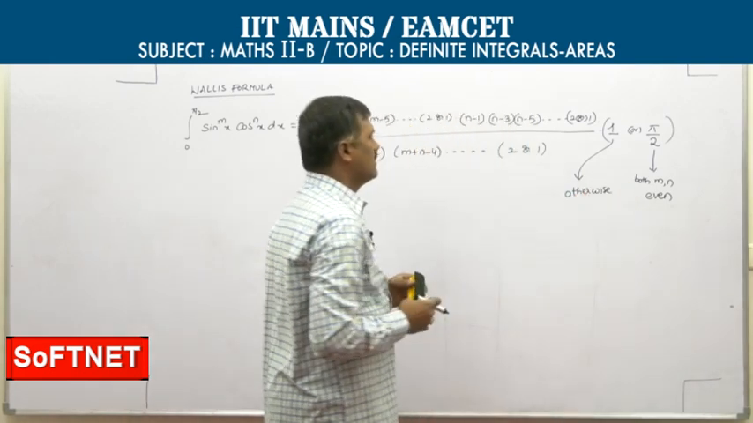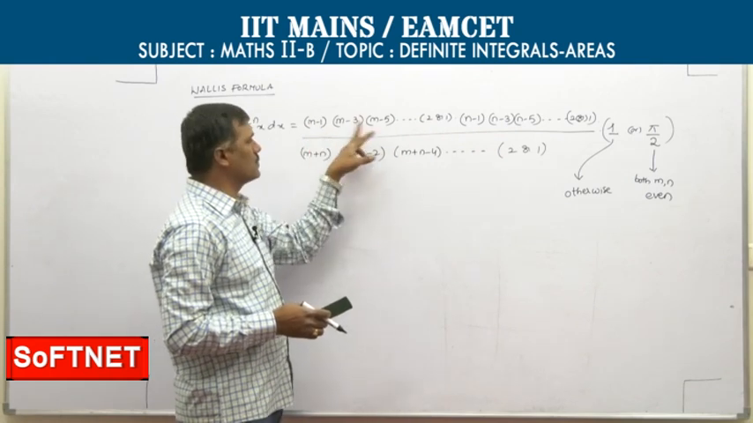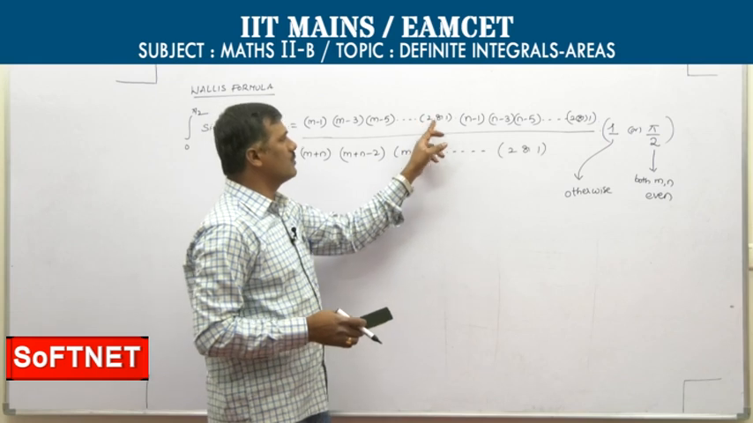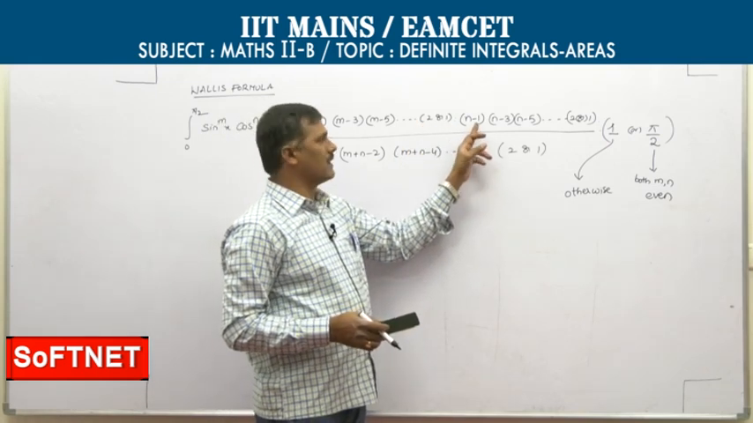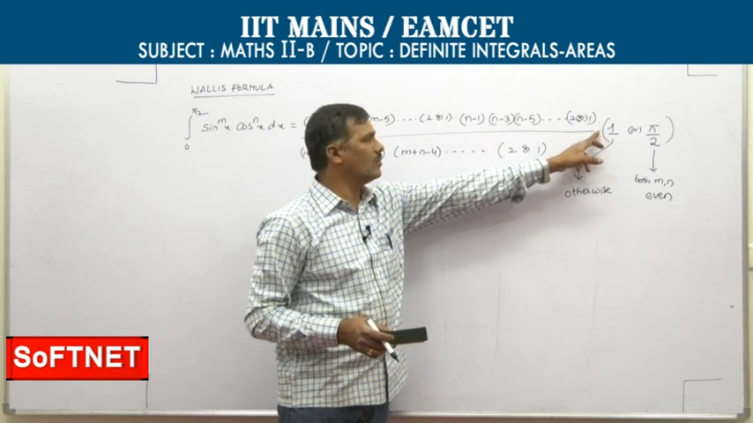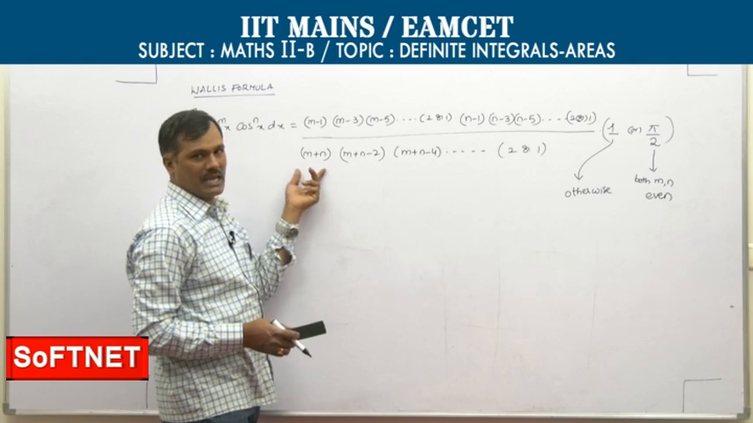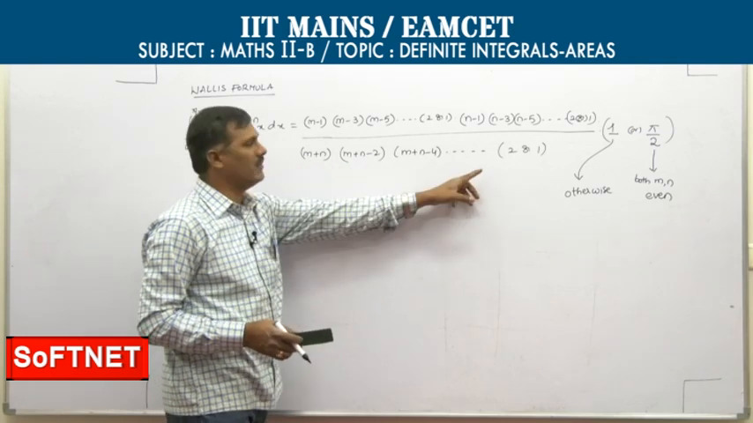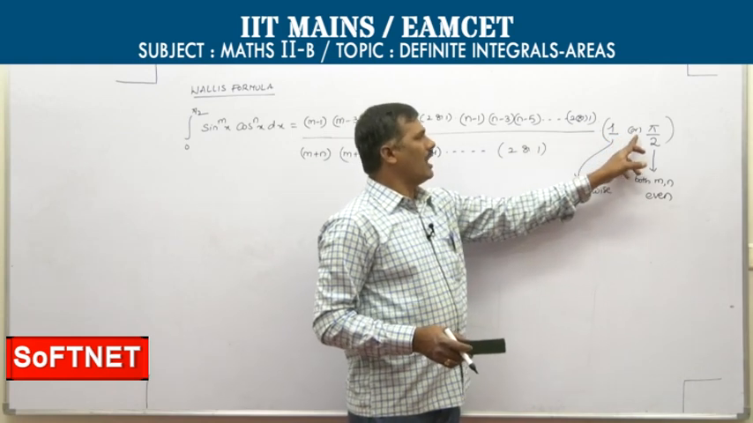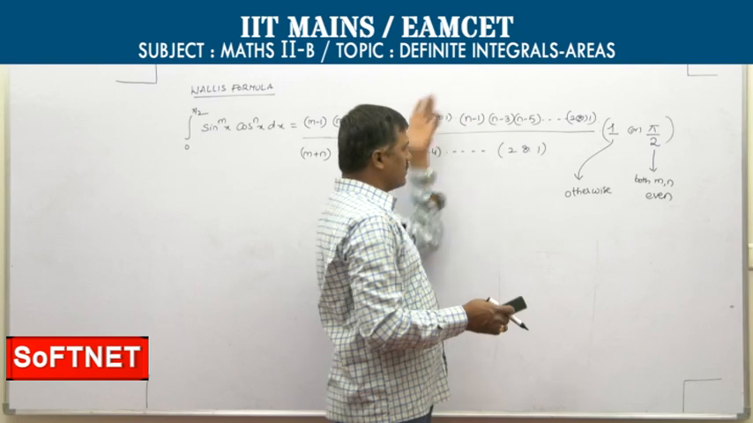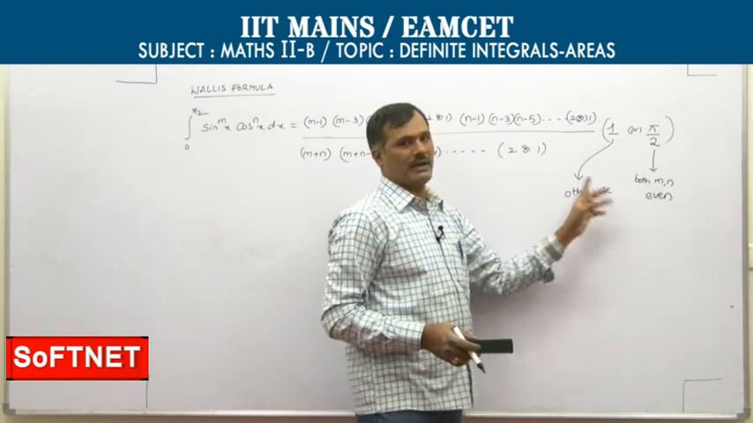Begin with m minus 1 and reduce each term by 2, and so on till 2 or 1. Next begin with n minus 1 and reduce by 2, and so on till 2 or 1. In the denominator begin with m plus n and reduce each term by 2, and so on till 2 or 1, into 1 or pi by 2. This term is multiplied by pi by 2 when both m and n are even, and by 1 otherwise.